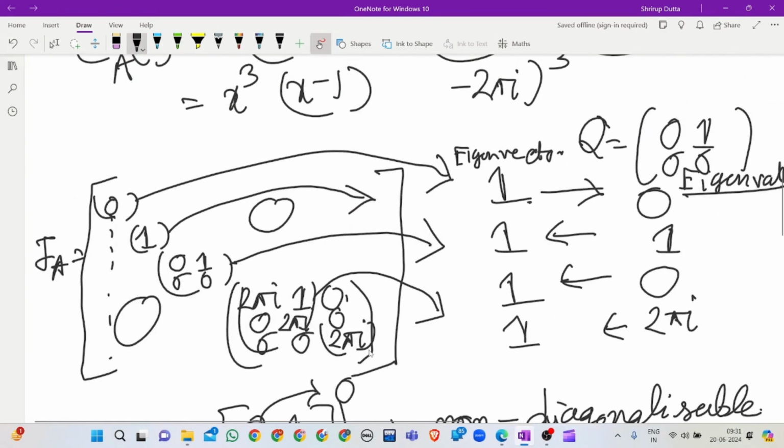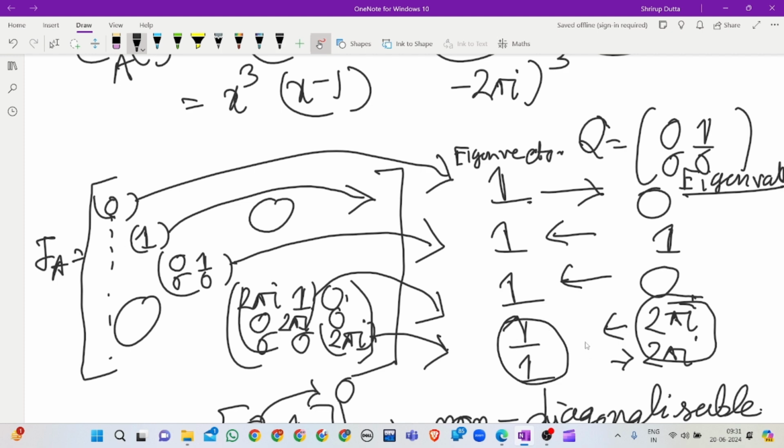For this block we will get 1 eigenvector corresponding to eigenvalue 2 pi i, and for this block we will get 1 eigenvector corresponding to eigenvalue 2 pi i. So totally, corresponding to eigenvalue 2 pi i, we will get 2 eigenvectors, corresponding to 0 we will get 2 eigenvectors, and corresponding to 1 we will get 1 eigenvector.